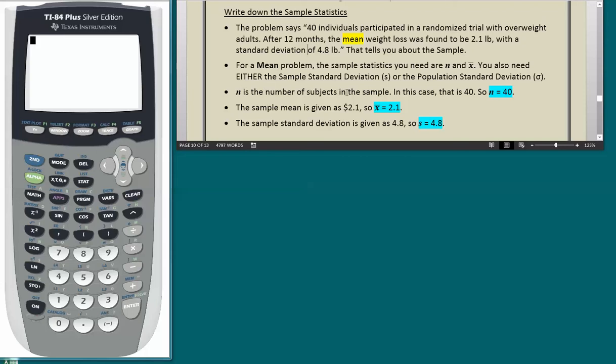So n is the number of subjects in the sample. In this case, that is 40. So our first sample statistic is n equals 40. The sample mean is given as 2.1, and that dollar sign does not belong there. So x bar equals 2.1. That's our next sample statistic. And the last, the sample standard deviation is given as 4.8. So we say S equals 4.8. So there are the sample statistics we need for this problem: n equals 40, x bar equals 2.1, and S equals 4.8.